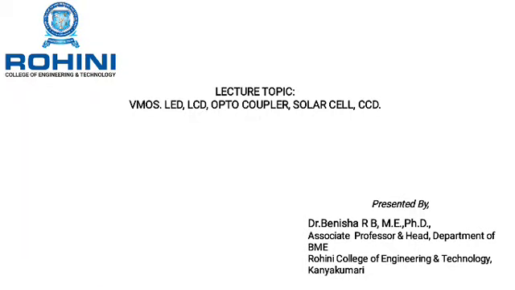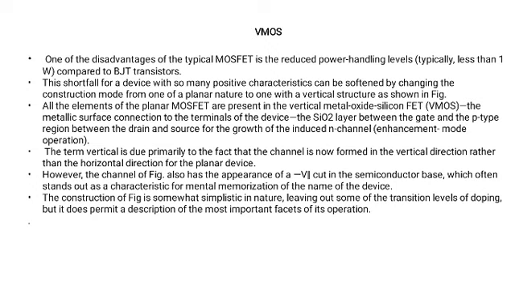In this video, we are going to discuss the VMOS, LED, LCD, optocoupler and solar cell. So first, what is VMOS? VMOS is used in reduced power handling devices, and it has many positive characteristics, which can change the construction mode from one planar region to a vertical structure.